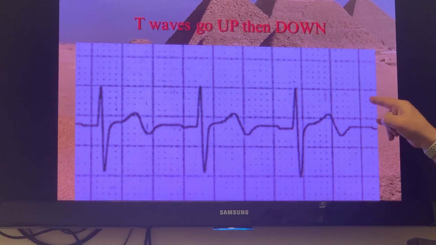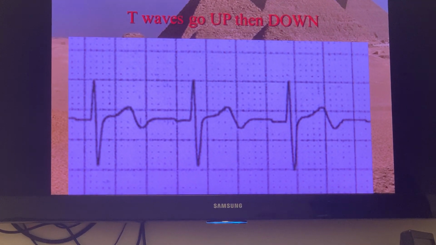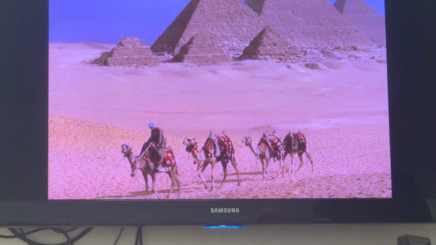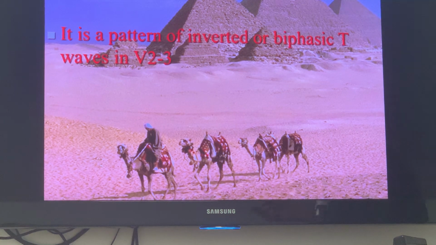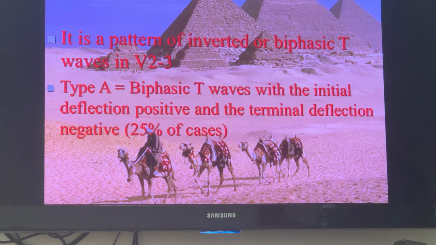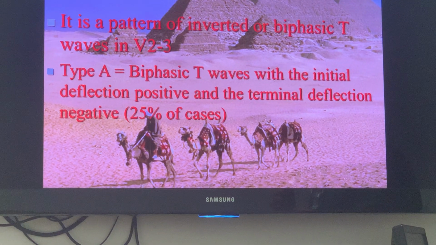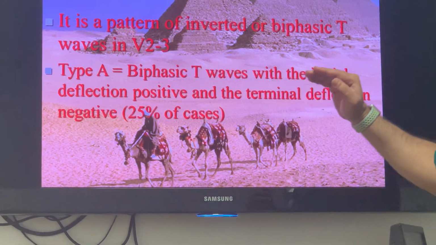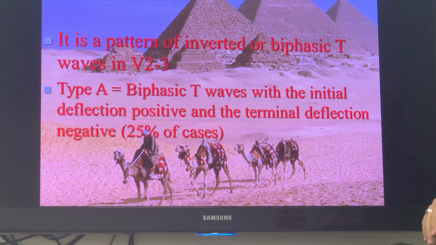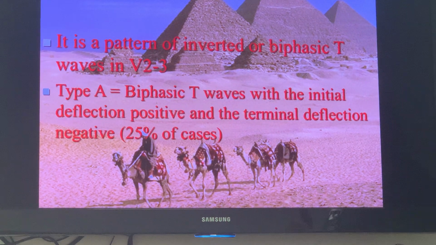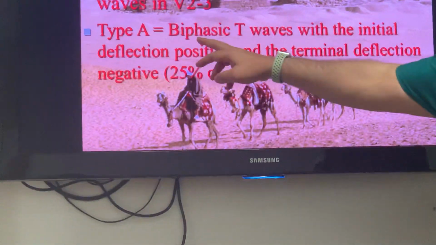Does it have any specific name? It has a specific name, which is going to be in the second slide. Wellens syndrome. Have you heard about it? Not yet. Wellens syndrome actually has two types. It is a pattern of inverted or biphasic T wave in V2 and V3. Type A is a biphasic T wave with the initial deflection positive, as I discussed earlier, and the terminal deflection negative. And 25% of the cases of Wellens syndrome present with this type A.